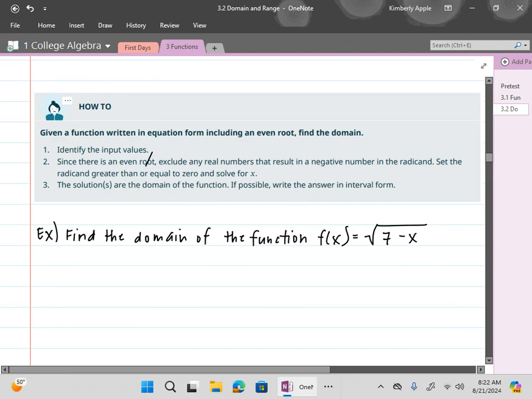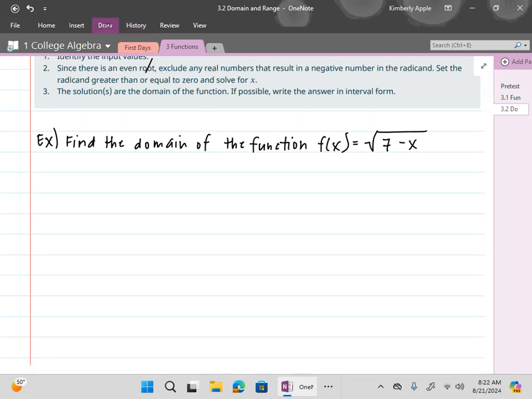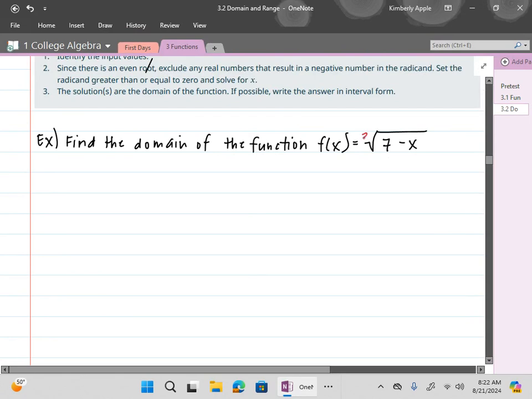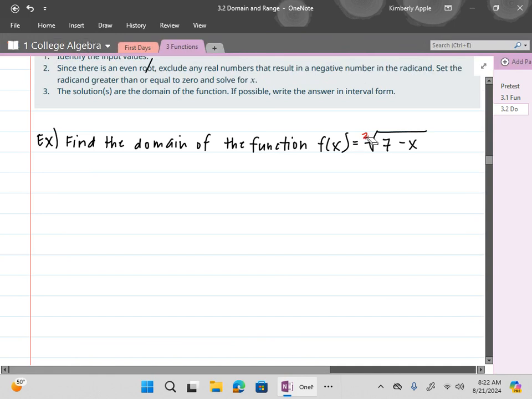I do have an even root here, and recall that if there is no index in the root, there's an understood 2 here. This number is called the index of the root. It tells what root I'm taking. This is a square root. It's so common that we just drop that 2. But this can be any number, and if it is an even number, then what I'm about to do applies.